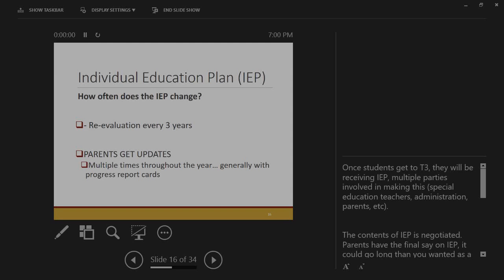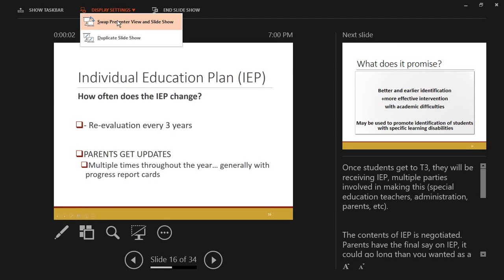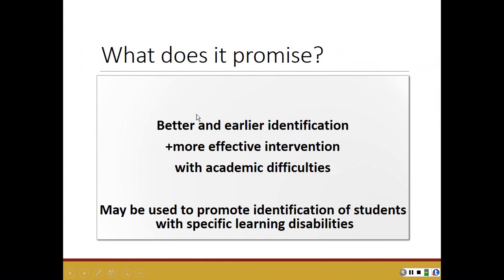All right. So let's get back to RTI again. It's promising this earlier identification. Well, of course it is. If you're having to do all this testing and identification and monitoring of your students, then of course you're going to identify problems. So yes, better and earlier identification, check. It is actually very good at that.